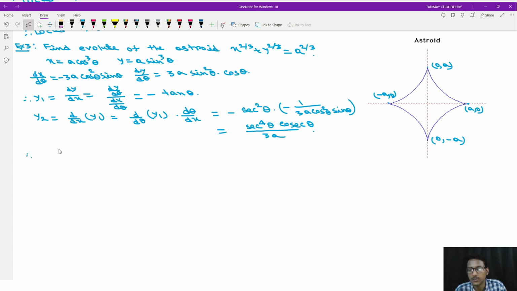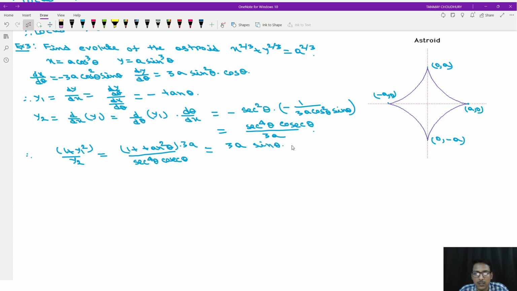So now the value of the expression (1 plus y1 squared) divided by y2: this is 1 plus tan² θ divided by y2, which is sec⁴ θ cosec θ over 3a. Now 1 plus tan² θ is sec² θ, so this can be further written as 3a sin θ cos² θ.